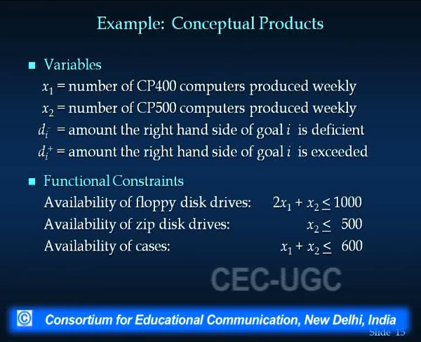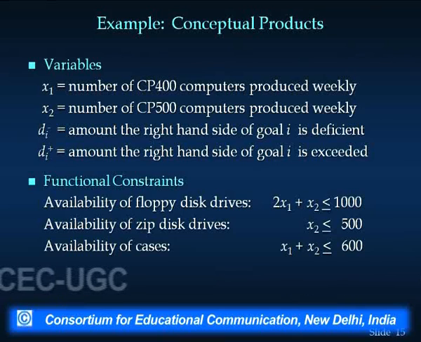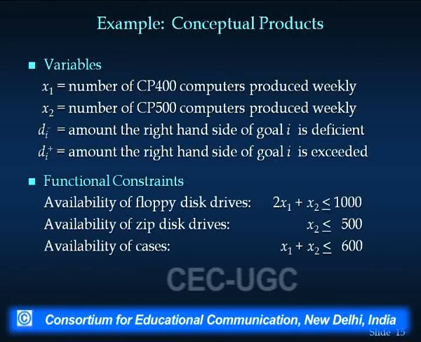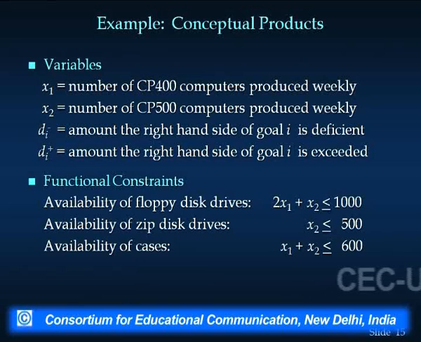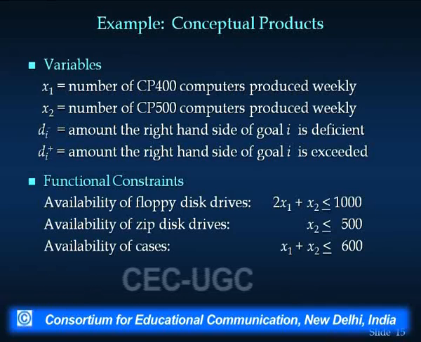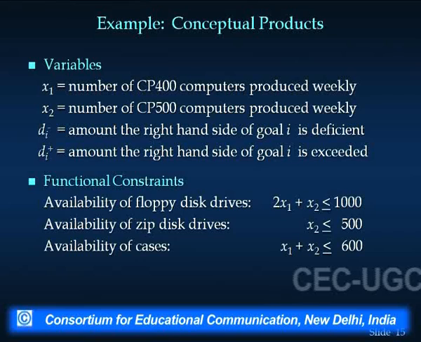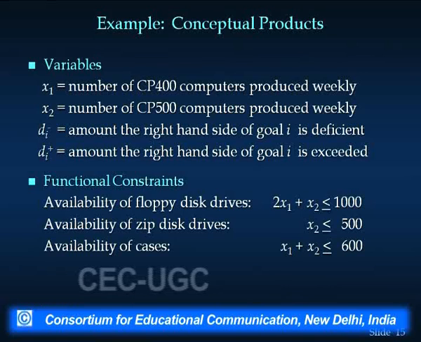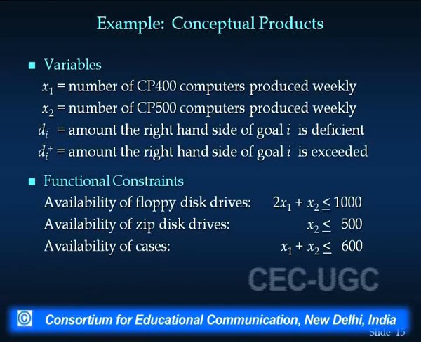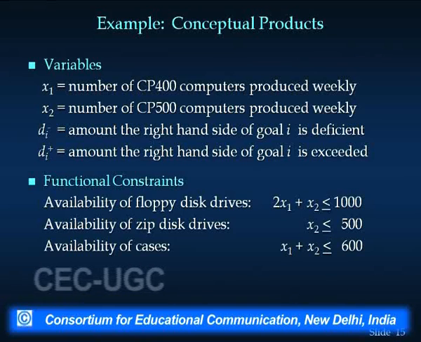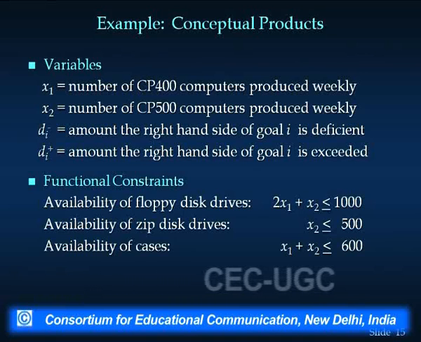Based on the availability of spares of these computers, availability of floppy disk drives, 2x1 plus x2 less than or equal to 1000, because the quantity available is only 1000 weekly, and availability of zip disk drives, x2 less than or equal to 500, because only CP500, which is given by x2, uses zip disk drives, and the availability of cases, x1 plus x2 less than or equal to 600, because these cases are common to both the computers CP400 and CP500.